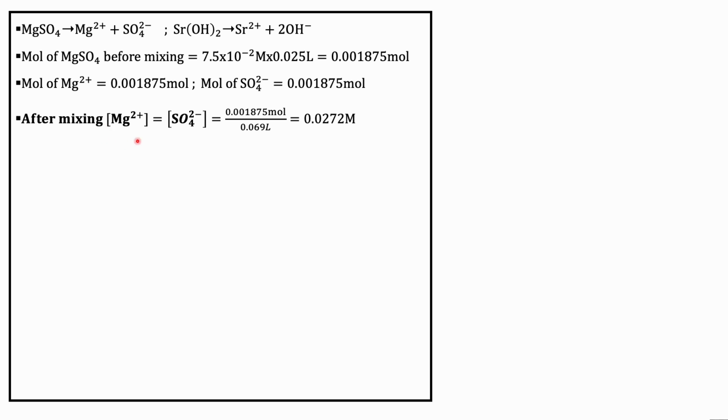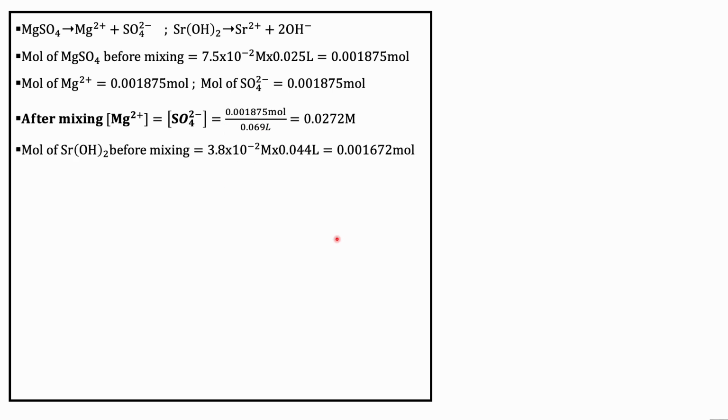So the concentration of magnesium will be equal to the concentration of sulfate. That means the moles of magnesium are equal to the moles of sulfate, also equal to this one. So in this case, we can determine the concentration after mixing. We see that we are going to divide it by the total volume.